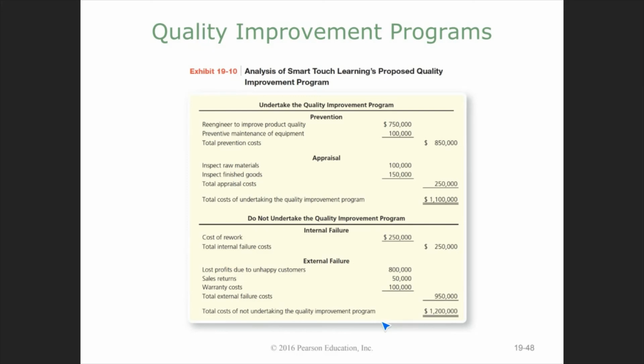Say that one more time, please. The total internal failure cost plus the total external failure cost equals the total cost of not undertaking the quality improvement program.